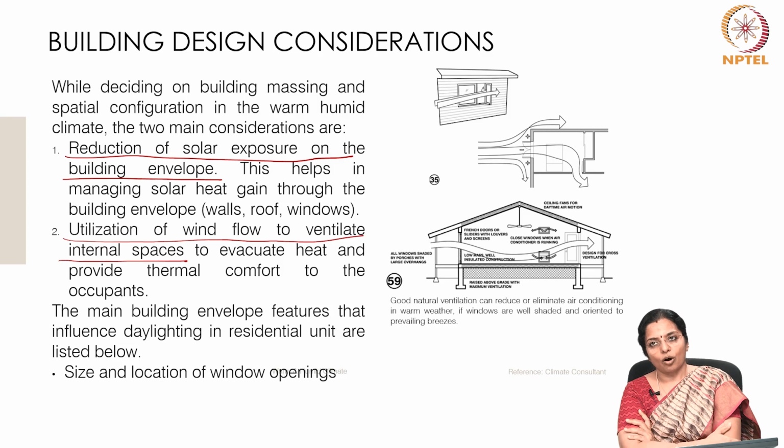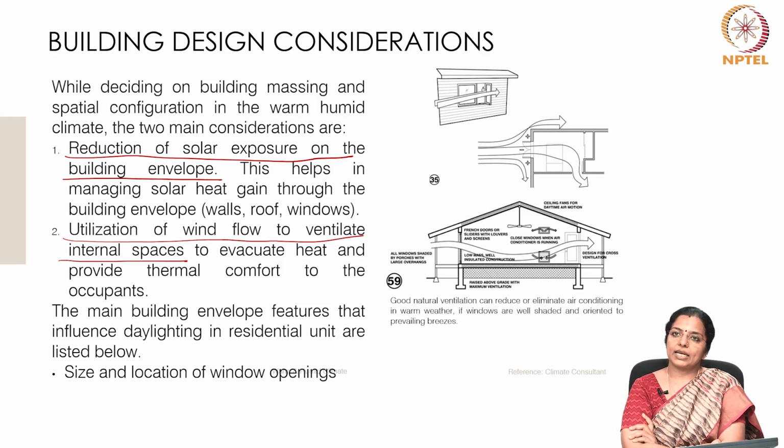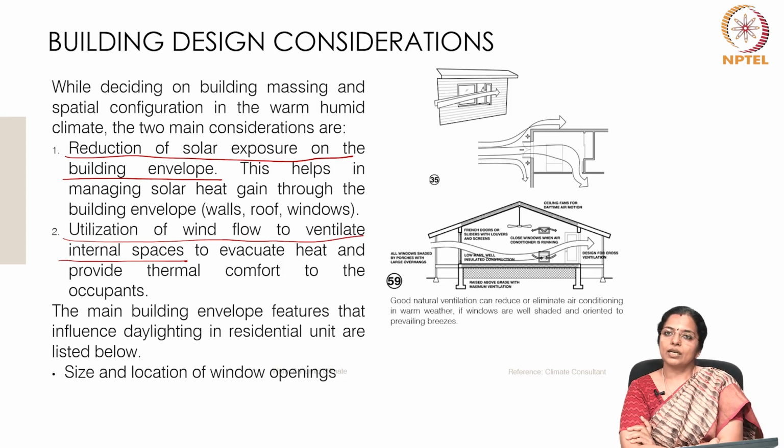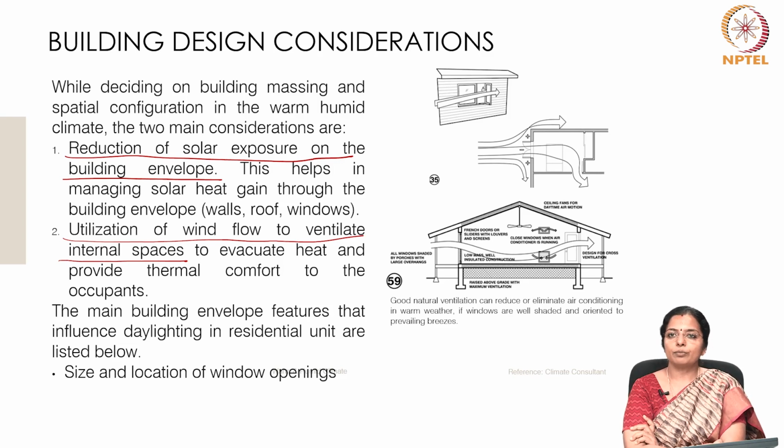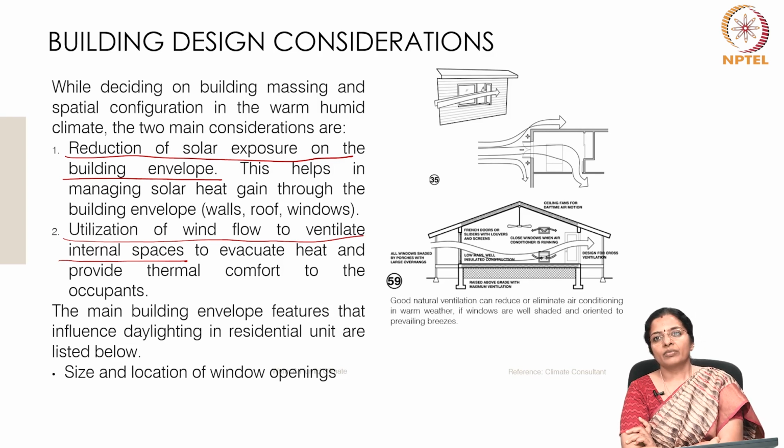The main building envelope features that influence daylighting in residential units are the size and location of window openings, which is very important. We have seen this as one lecture previously in this course. Shading systems for windows, again this we have seen as one lecture in this course. Window glazing with light transmission properties. We have seen this also as one of the lectures. Color and finish of nearby surfaces.